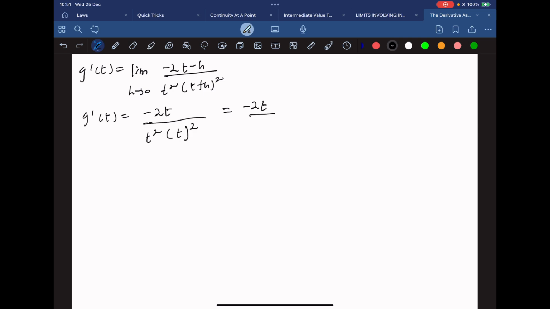If we multiply these two, we have t to the exponent of 4. Remember, indices, if the bases are the same and we are multiplying, we just add the exponent. So we have this. In this case, this t will cancel one of the t in the denominator. So we are just going to have minus 2 out of t cubed.